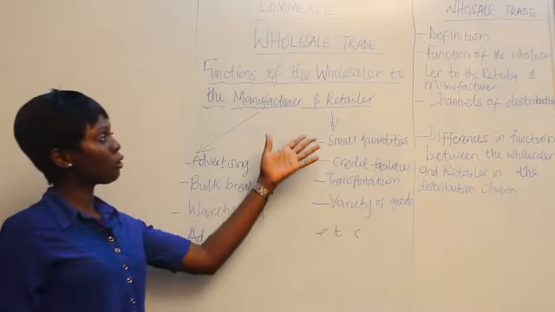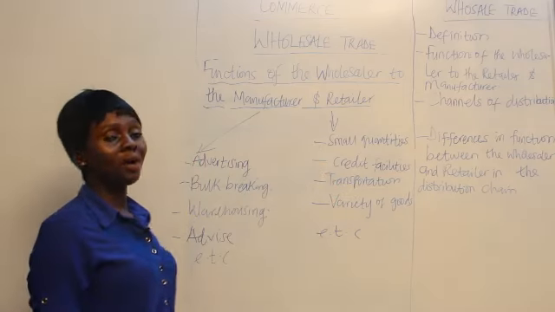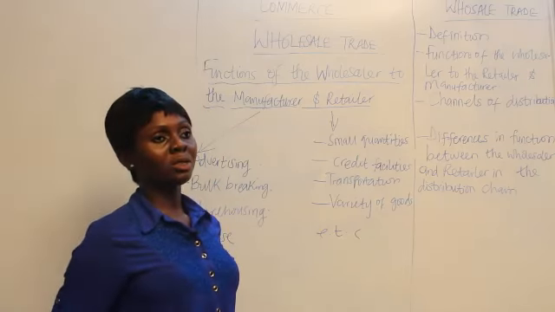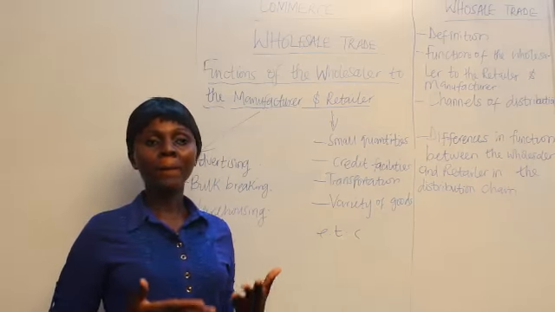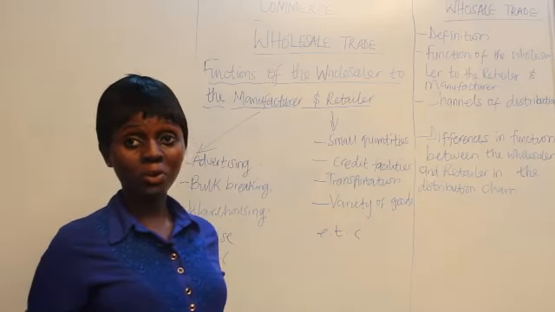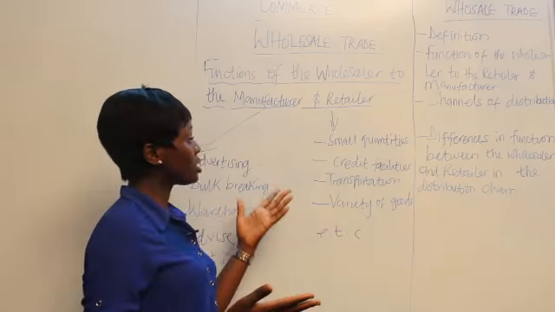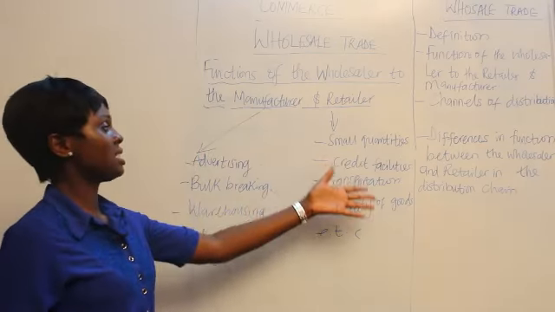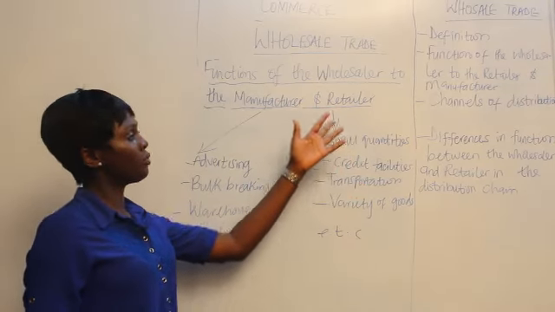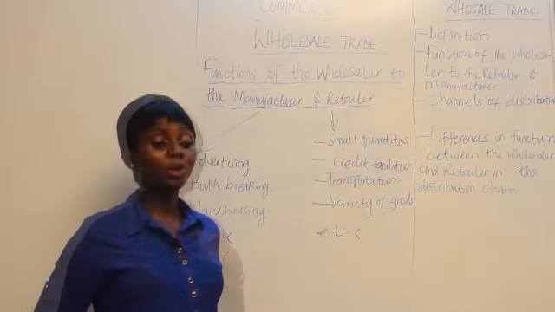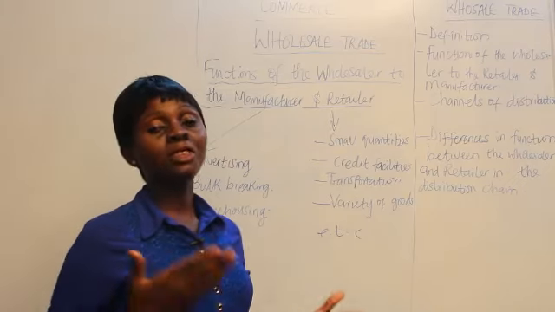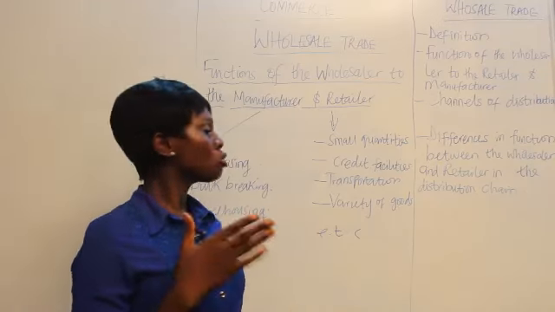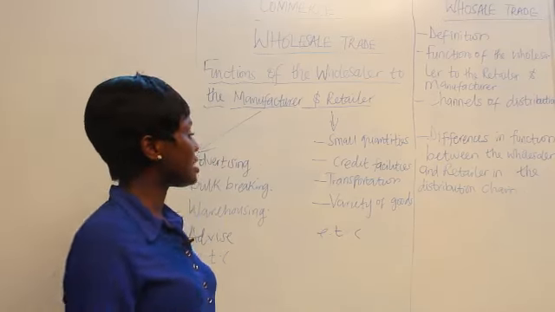Now, let's talk about the function of the wholesaler to the retailer. The wholesaler sells in small quantities because some of the retailers might not be able to buy goods from the manufacturer, so they buy in small quantities from the wholesalers. Now, credit facilities. At times, some retailers may not have enough capital to start up a business, so the wholesaler acts as a sponsor and grants them credit facilities.